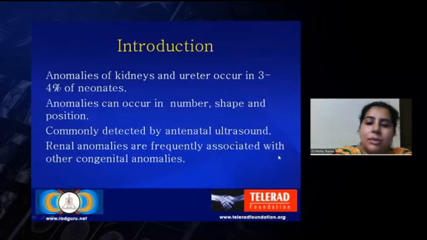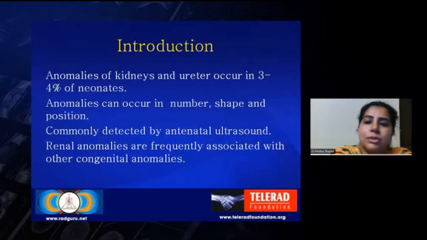Anomalies can occur in number, shape and position. These are commonly detected by antenatal ultrasound. However, some patients present late, like in the first year of their life, with different complaints. Renal anomalies are frequently associated with other congenital anomalies like spinal, genital or gastrointestinal anomalies.